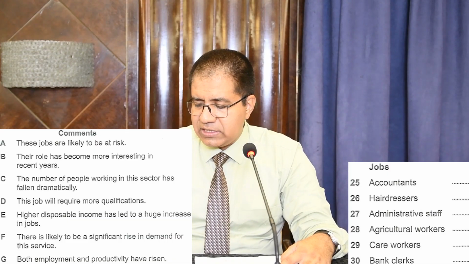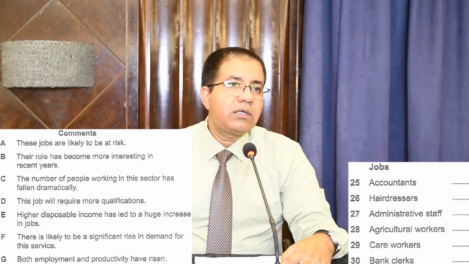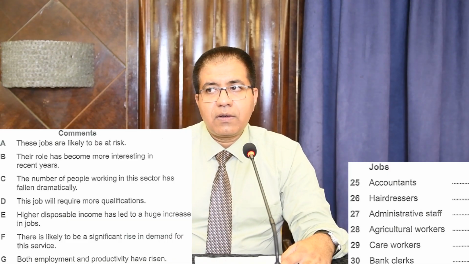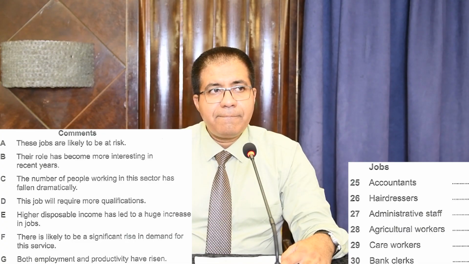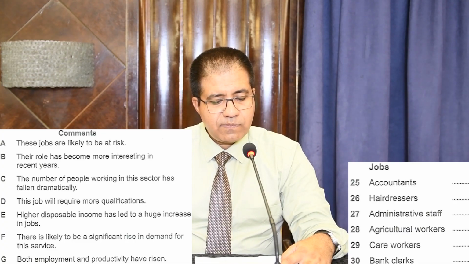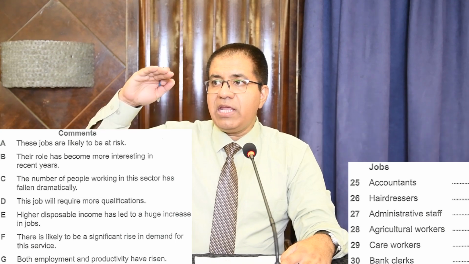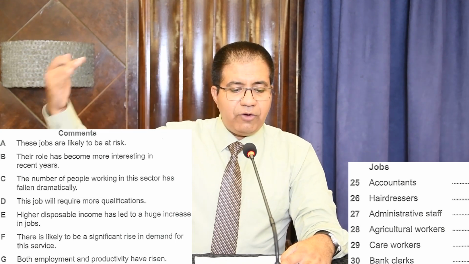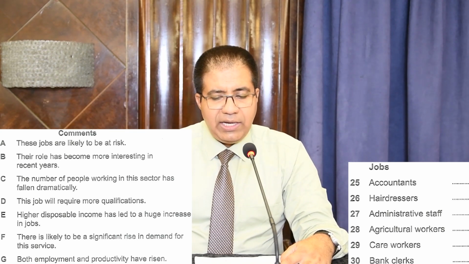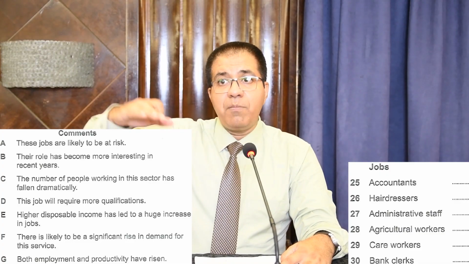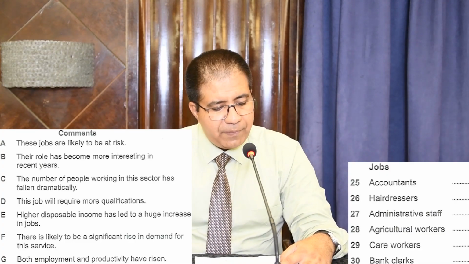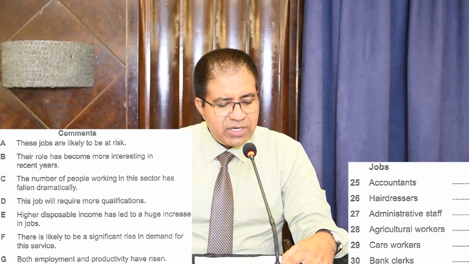Just focus on this sentence. I'd never have thought the demand for hairdressing would have gone up so much in the last 100 years. One hairdresser for every 287 people now, compared to one for over 1,500. Yeah, because people's earning power has gone up so they can afford to spend. Okay, people's earning power has gone up and they can afford. So higher income and huge increase in jobs means now there are more hairdressers as compared to the past. 27, administrative staff.